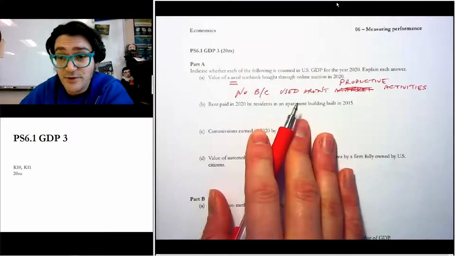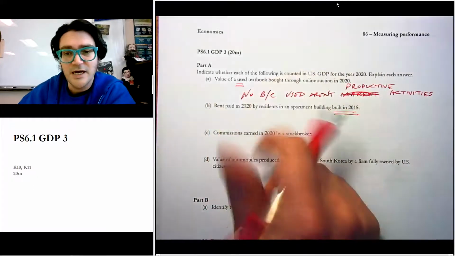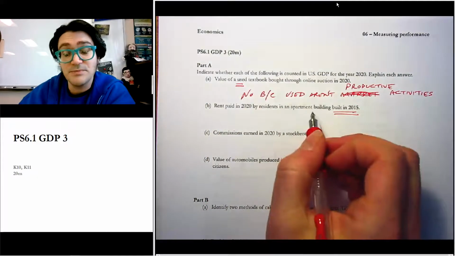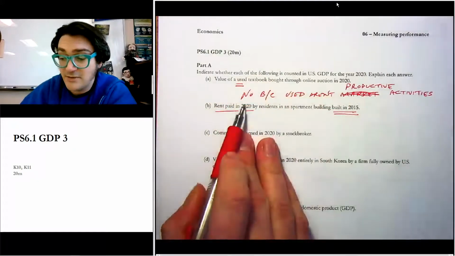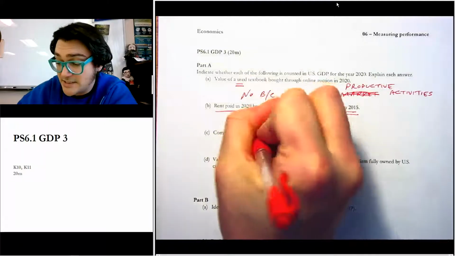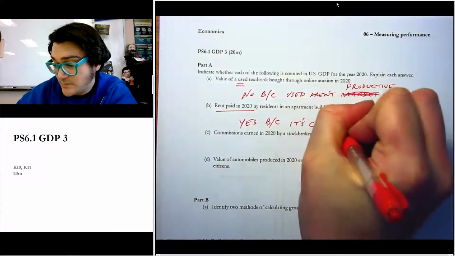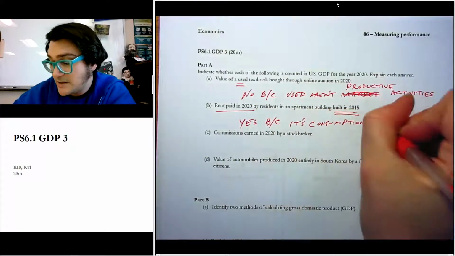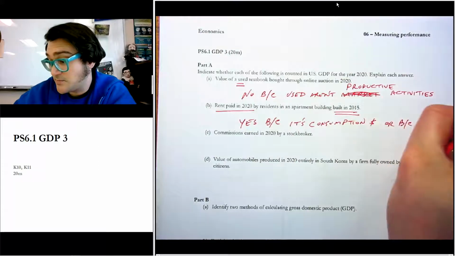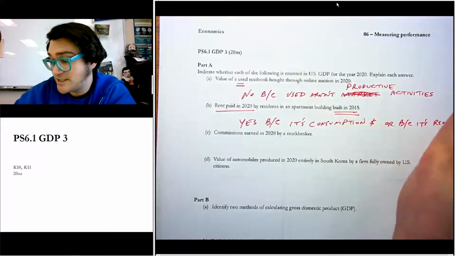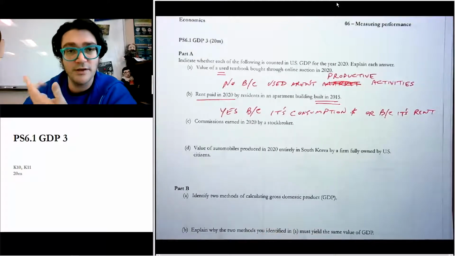So this one's a little bit of a red herring as well. The fact that it was built in 2015 doesn't matter. That would matter if we were talking about the building being constructed, but the rent, right, that counts. And it gets counted because, yes, because it's consumption. It's consumption spending. And so we could say that, or because it's rent. Like that's actually the easier way to say it. That rent is one of the four basic categories of the income approach: wages, rent, interest, profit.